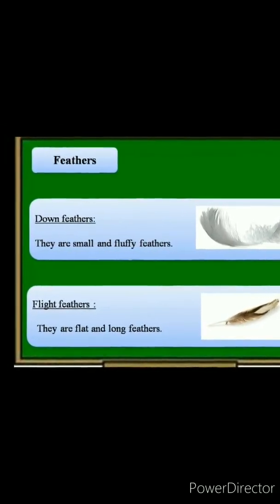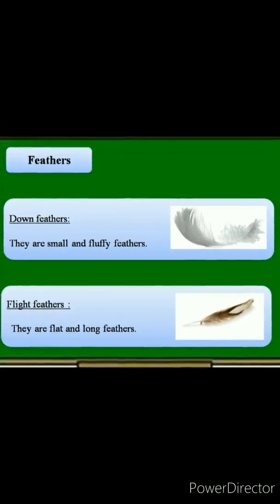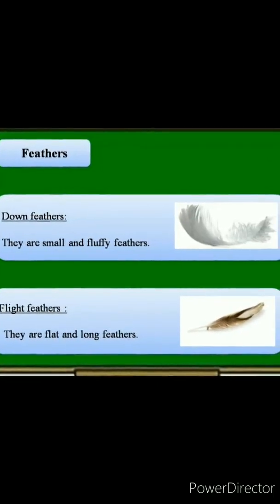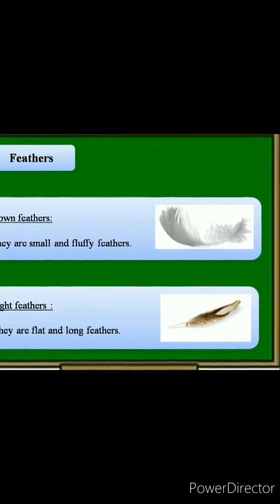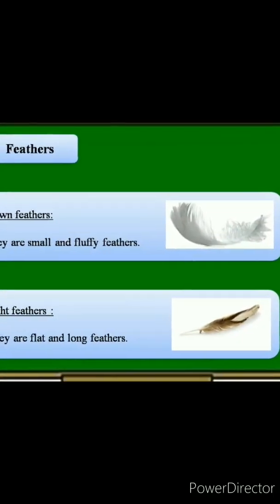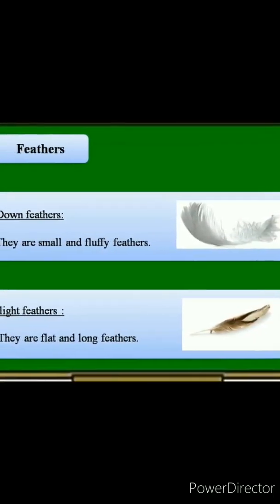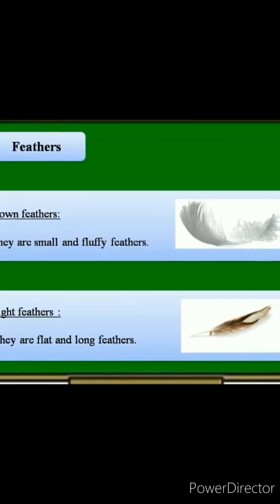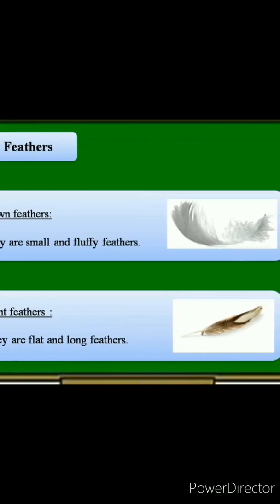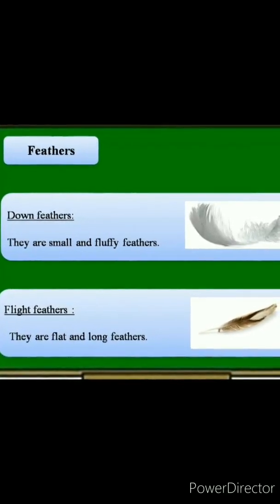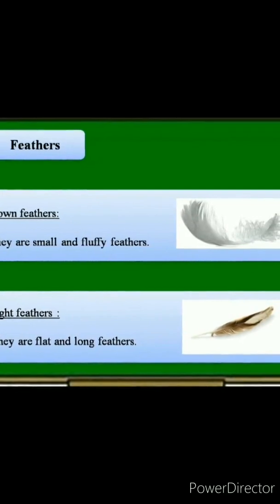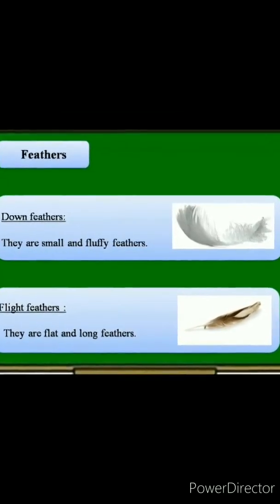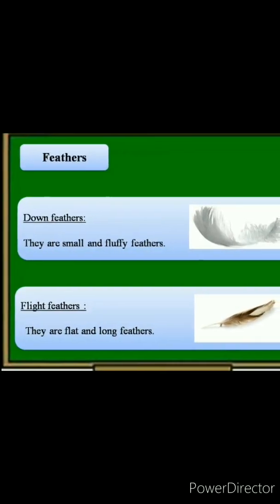Do you know what temperature our bodies maintain? Our bodies maintain a temperature of 98.6 degrees. A bird's body is covered with different types of feathers, that is, down feathers and flight feathers. Down feathers are small and fluffy feathers. They keep the body warm.